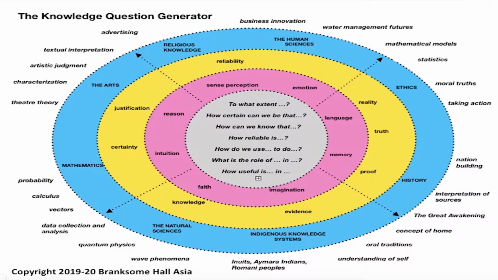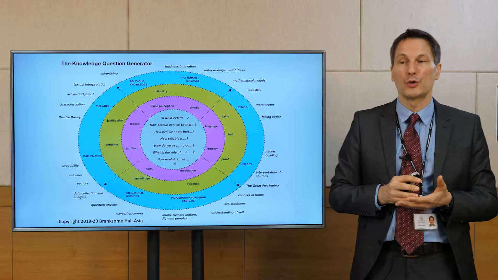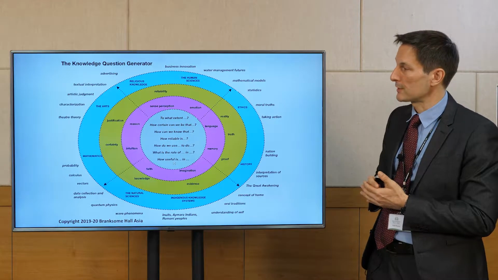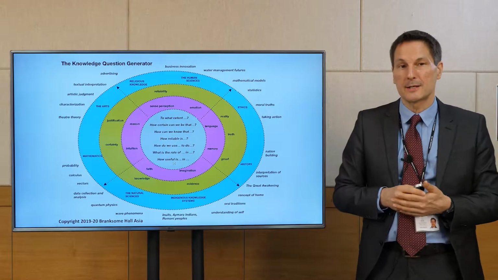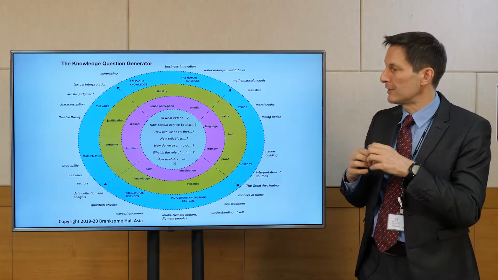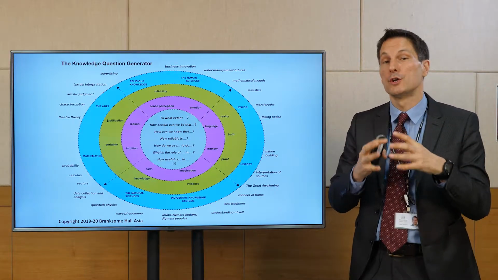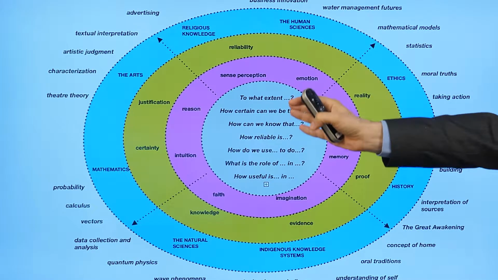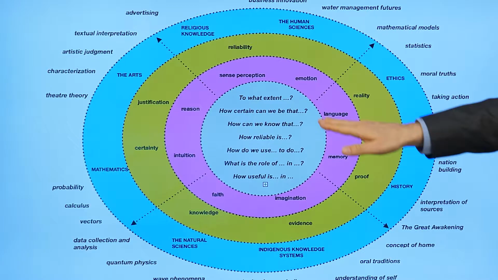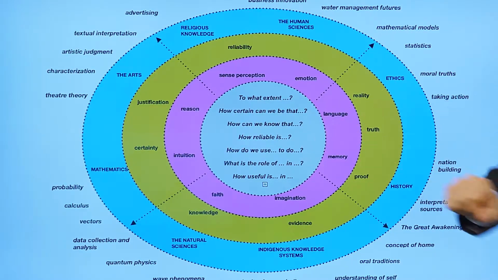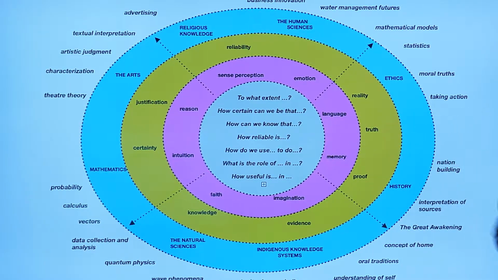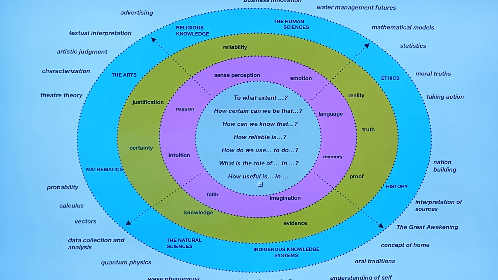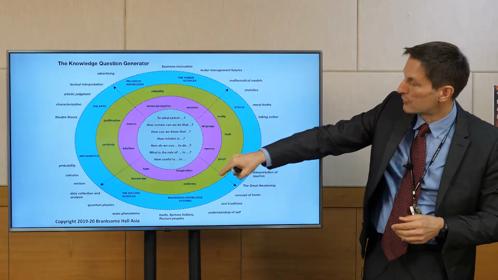So this is something that we give to students. It's called the Knowledge Question Generator. This is something our teachers have produced here at Branksome Hall Asia. And the idea is it helps students to really think about how to construct good knowledge questions. So they would start in the center of the diagram here with a question prompt. So something like, to what extent, or how certain can we be that, or how reliable is something? And they work their way out through the rings.